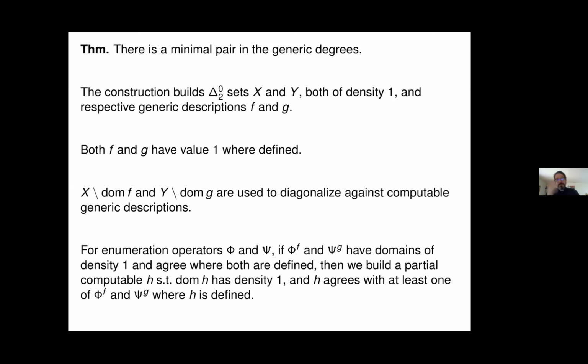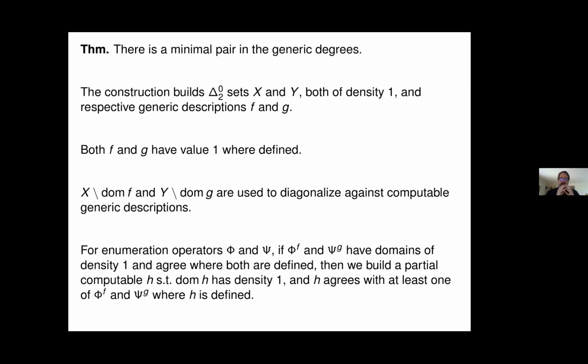Now, that's one part. The other part of making X and Y a minimal pair is this. For any pair of enumeration operators, phi and psi, if phi applied to F and psi applied to G threaten to be generic descriptions of the same set, then I have to make sure that that set is generically computable. So I have to build my own computable generic description. So if phi F and psi G both have domains of density 1, and they both agree where they're defined, which means they could be descriptions of the same set, then we need to build a partial computable function H whose domain also is density 1 and that agrees with at least one of the two where it's defined. And then any set that both of them describe, so does H.